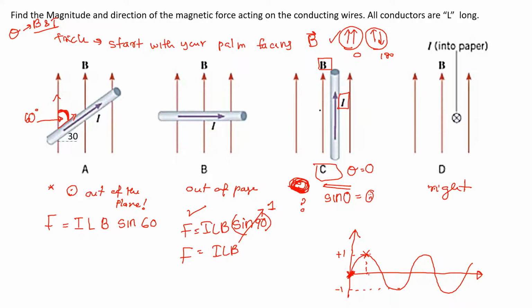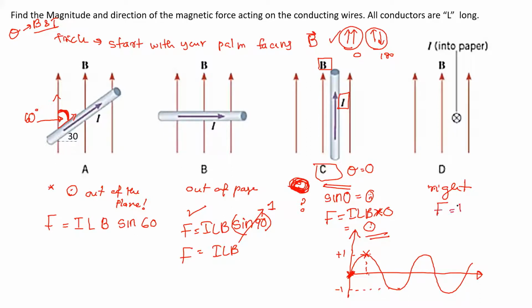So when you have it like this, your force is ILB times 0, right? This multiplication. So your force is 0. That is why we couldn't even bend our fingers. How can it give a direction when there is no force, right? Okay.